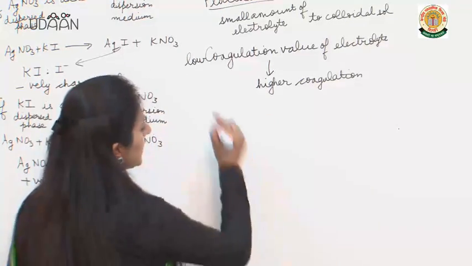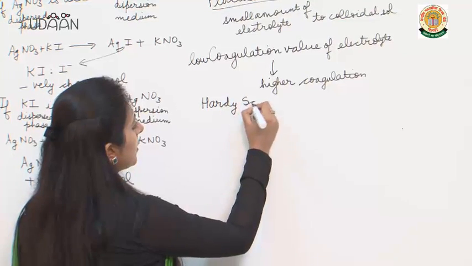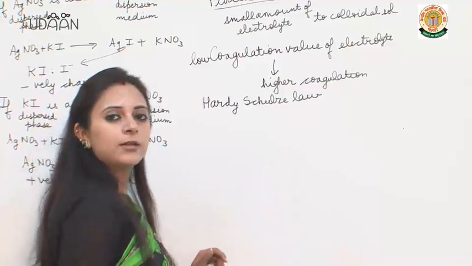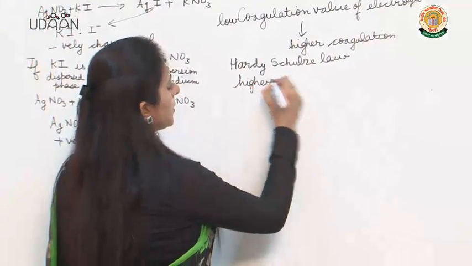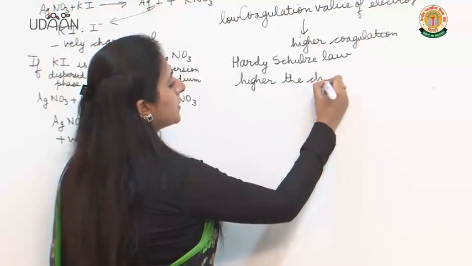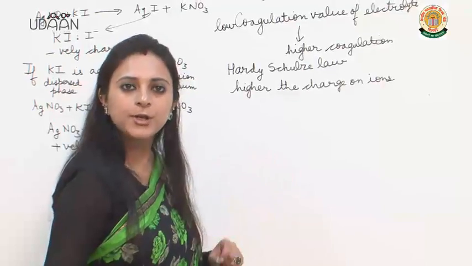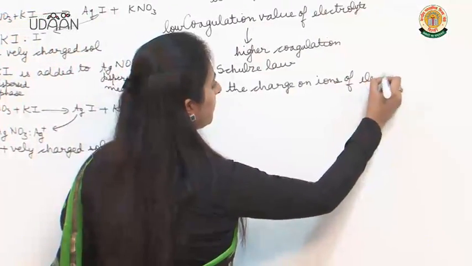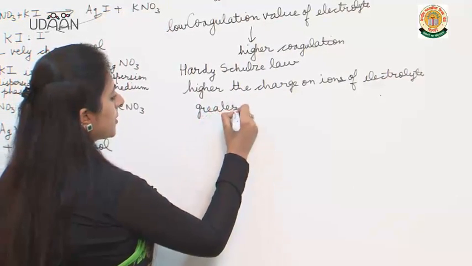Now let us understand what is Hardy-Schulze law. Hardy-Schulze law says that the higher the charge on the ions of the electrolyte, the greater would be the coagulation.